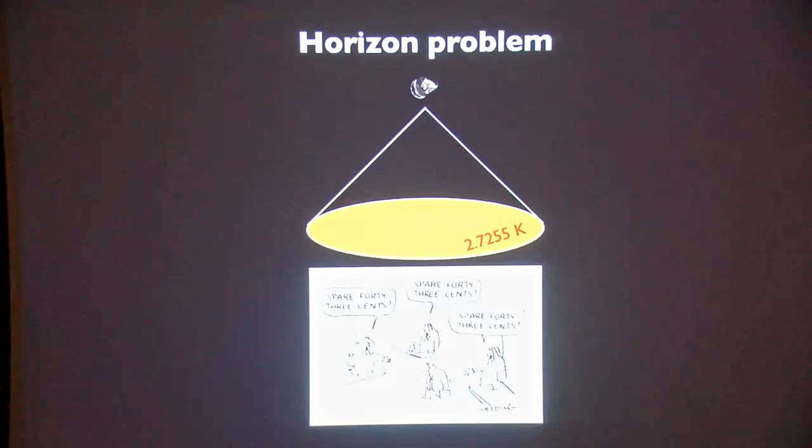So you would think that somehow there must have been some communication. Otherwise, it's unclear why the universe should have the same temperature in all directions in the sky. This is a comic I came across that looked somewhat related to me. If you see everyone asking for 43 cents, presumably they must have known of each other. So that's the basic idea here for the horizon problem.